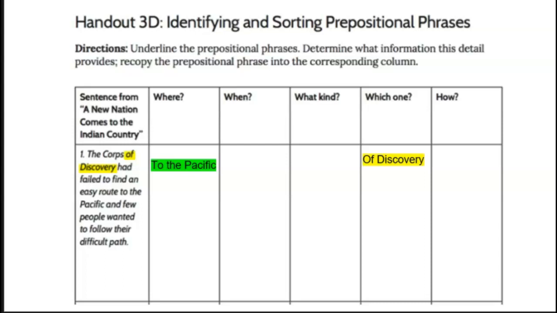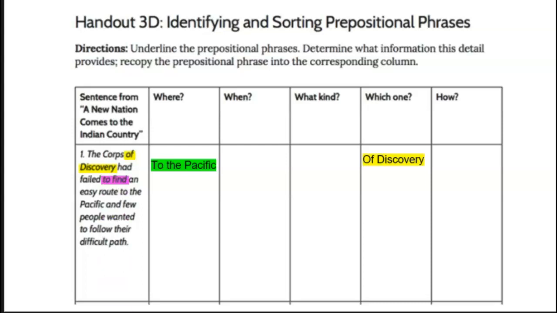So, there are two prepositional phrases in the sentence. The first is of Discovery. It's telling which one. So, the Corps of Discovery. Which corps? The Corps of Discovery. There's many corps. So there's the Peace Corps, for example. So if you were asking which corps, you could say the Peace Corps. But in this case, we're saying the Corps of Discovery.